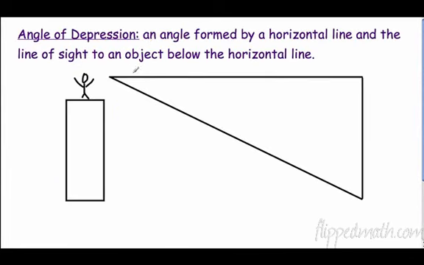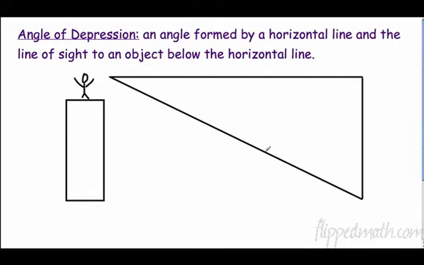Oh, angle of depression. We talked about angle of elevation. Now we're going to talk about angle of depression. Angle of depression is a little bit trickier. All right, I'll show you why. An angle formed by a horizontal line. So here's my guy. Here's the horizontal line from him. And the line of sight to an object.